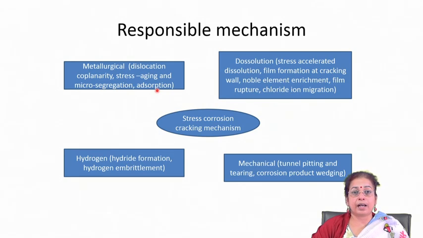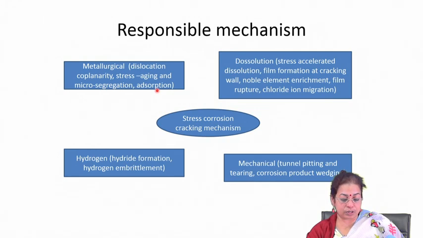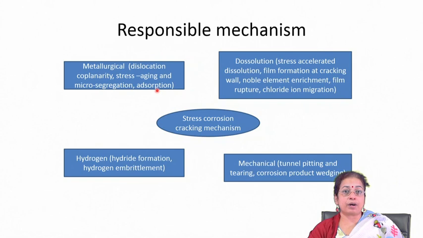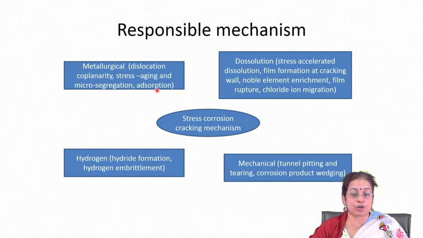Now, if you quickly go through the mechanism, there are different mechanisms which have been proposed to explain the stress corrosion cracking behavior of different materials, but dissolution, stress-assisted dissolution and rupture of the film is the main reason for stress corrosion cracking to proceed. If you quickly go through the different micro-mechanisms, you will find there are different factors responsible for stress corrosion cracking. They may be a metallurgical factor, a dissolution factor, a mechanical factor, or a hydrogen factor. Hydrogen may also assist the stress corrosion cracking.